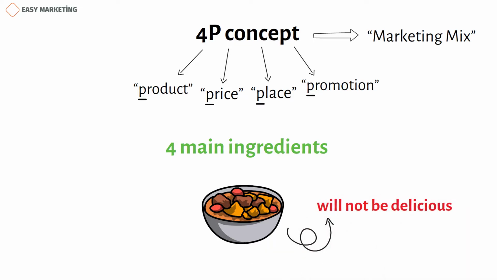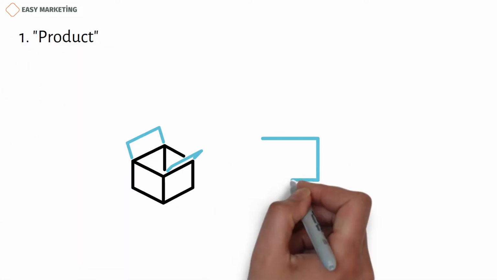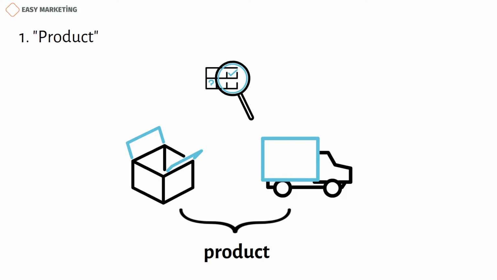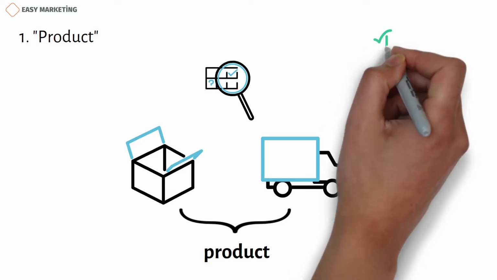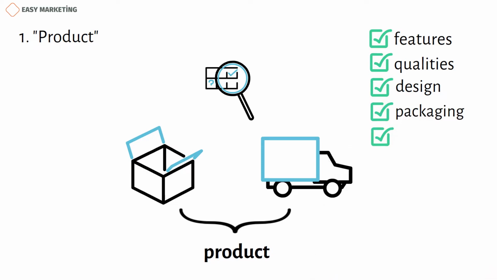Now let's explain the concept of 4P in detail and see how we can apply this approach. The first factor of 4P is product. A product here is a physical product or service. In general, we'll call it a product. First of all, we need to know what problem in the market the product will solve. At the same time, we need to determine what features, qualities, design, packaging, dimensions, and other things the product will have.